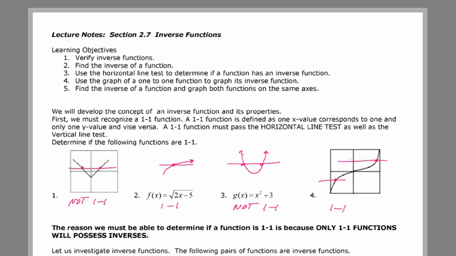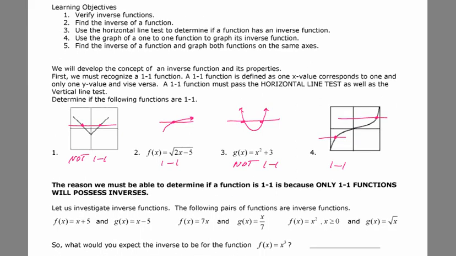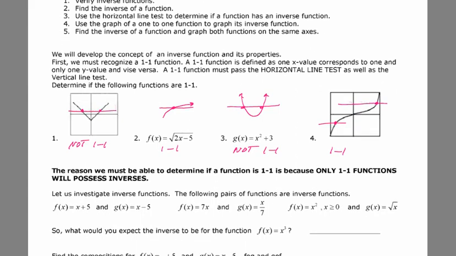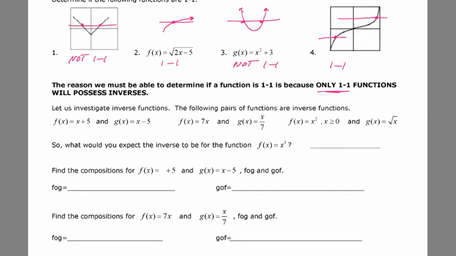Now that we can figure out and determine if a function is one-to-one, then we can find inverse functions. Only one-to-one functions will possess inverses. That's important. We can't do any of this work on a function that's not one-to-one. We have to have one x going to one y and one y going to one x in both directions. And what an inverse function is going to do is it's going to go backwards. It's going to kind of undo the original function.